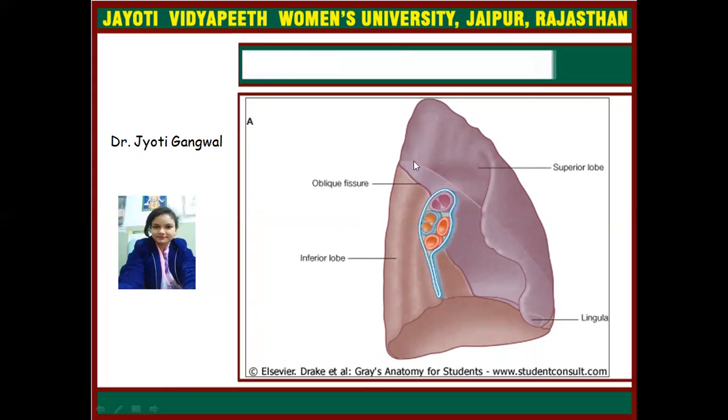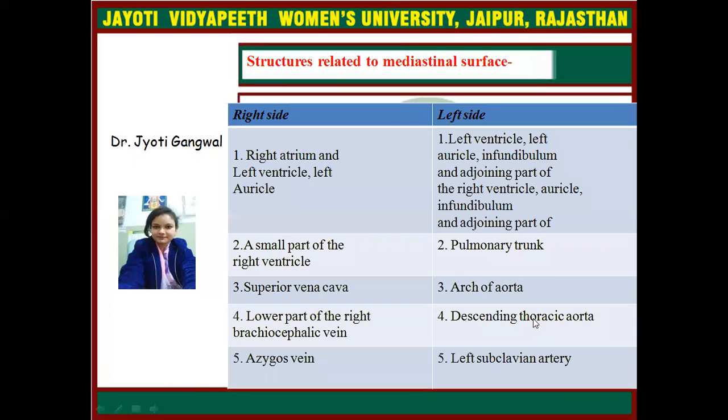In this diagram, there is only one fissure, called the oblique fissure, which divides the left lung into a superior lobe and an inferior lobe. This is a small part called the lingula, which corresponds to the middle lobe of the right lung.